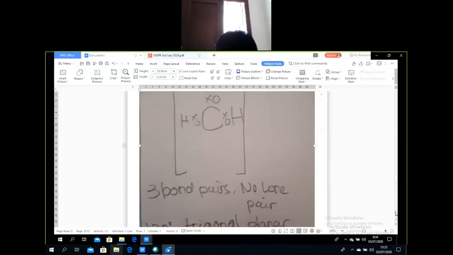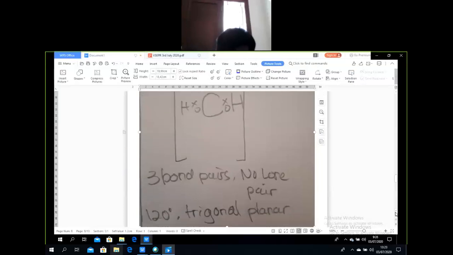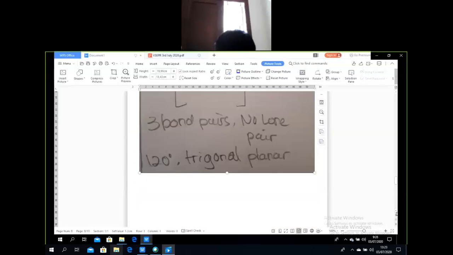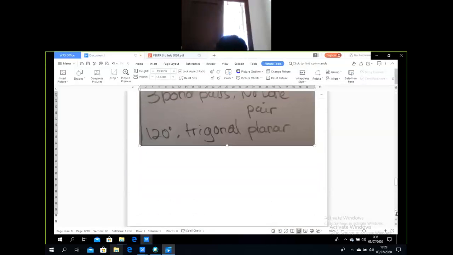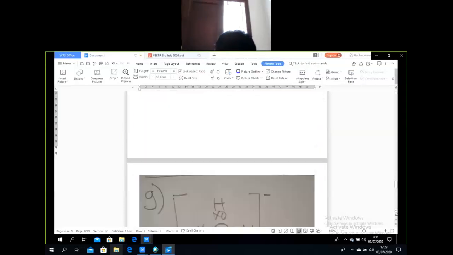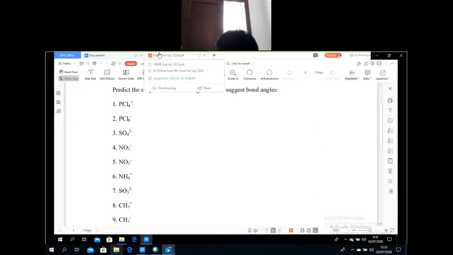So there are 3 bond pairs and no lone pairs. The shape is trigonal planar with an angle of 120 degrees. Molecules and also polyatomic ions have shapes and angles, but monoatomic ions and monoatomic molecules do not. For example, a monoatomic molecule is a noble gas like krypton, xenon, argon. There is no shape.